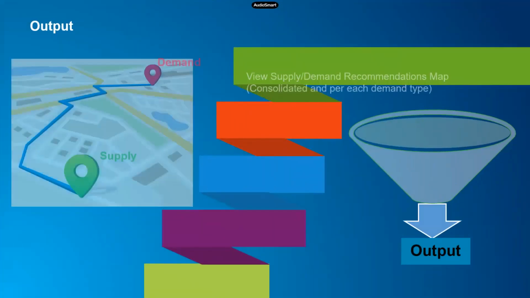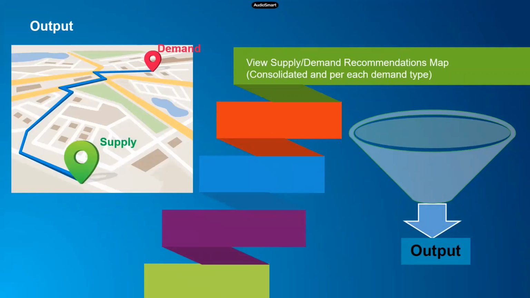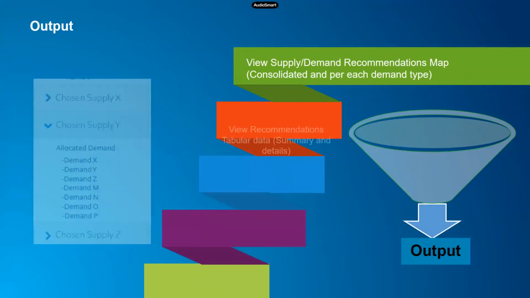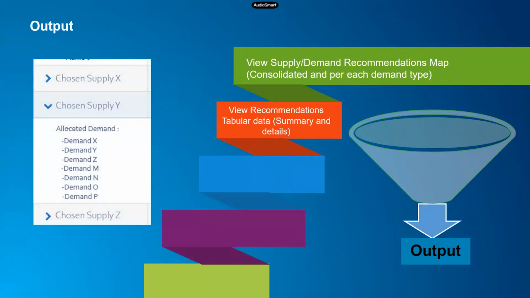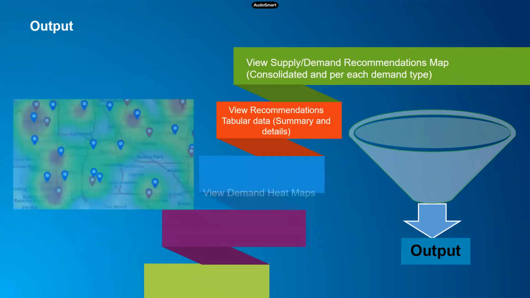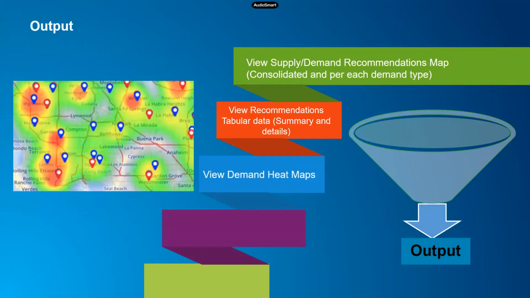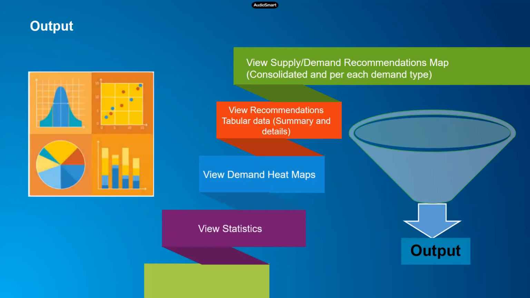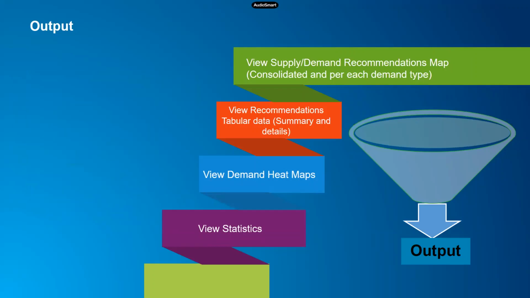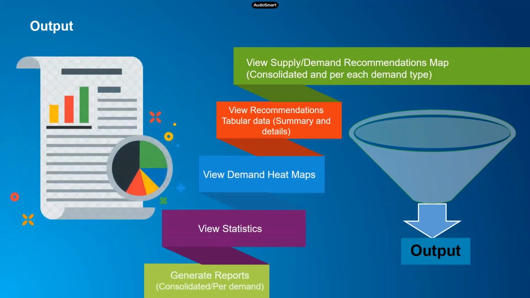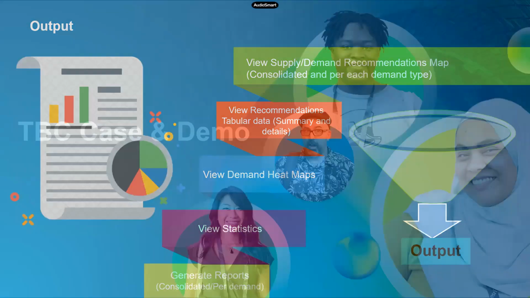Then we receive the output from the system. So we get a recommendation map. We also get it in tabular format. We get a heat map with our demand to see how it's distributed. We get some statistics of how much money we're saving, how many schools we're opening, how many schools we're closing. And we can generate different reports.